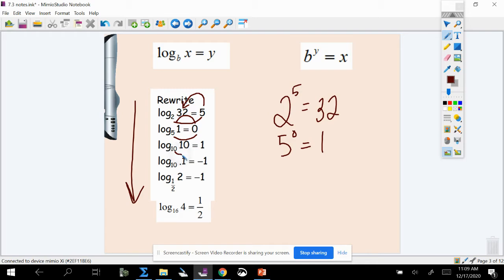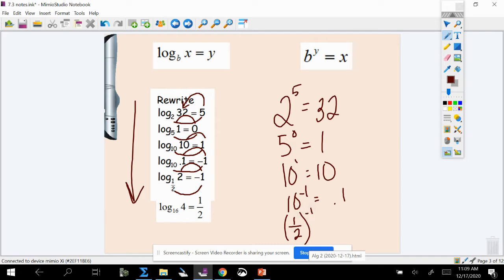Then we're going to have 10 to the 1st power equals 10. Then we have 10 to the negative 1st power. When I take something to a negative power, it moves it to the denominator. 10 to the negative 1st power is 0.1 or 1/10. Then 2 to the negative 1 power equals 1/2. When you're putting a fraction to a power, put the fraction in parentheses. So 1/2 to the negative 1 power equals 2.